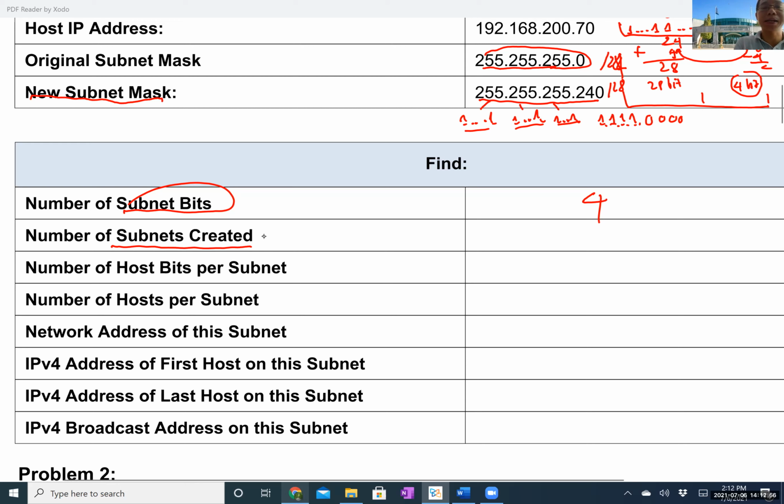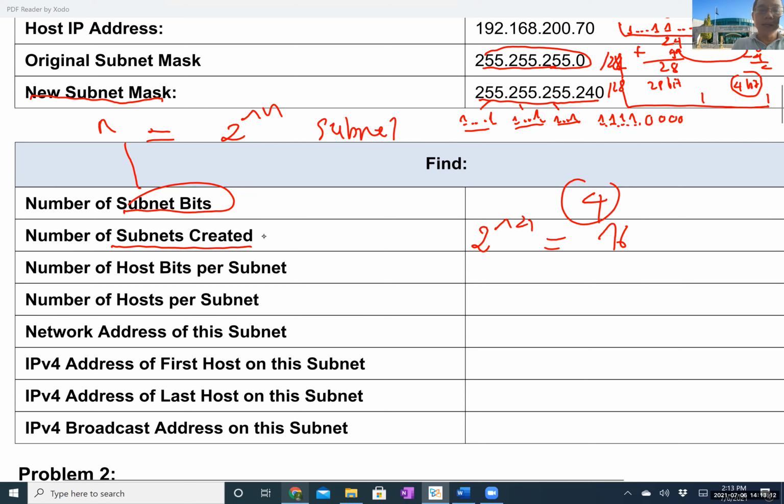The first one is the number of subnets. If you borrow n bits, in total you have 2 raised to the power of n subnets here. So for this one, you borrow 4 bits. In total, you have 2 raised to 4. You have 16 subnets here.